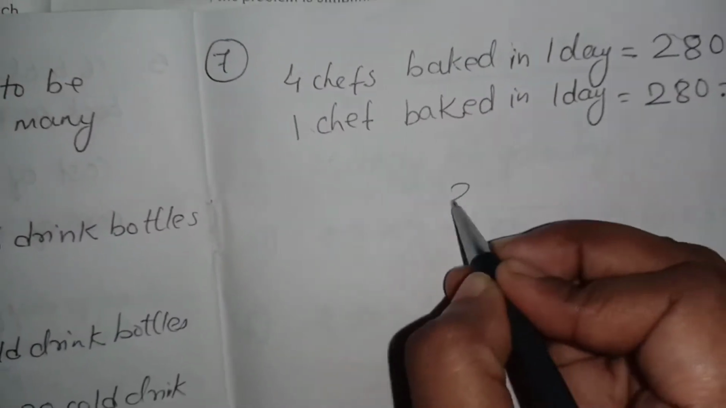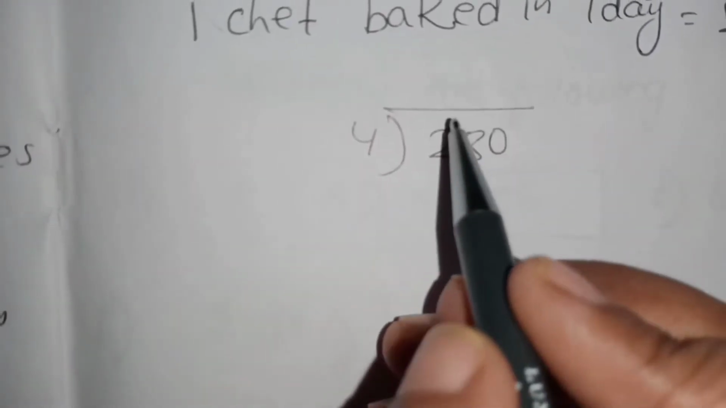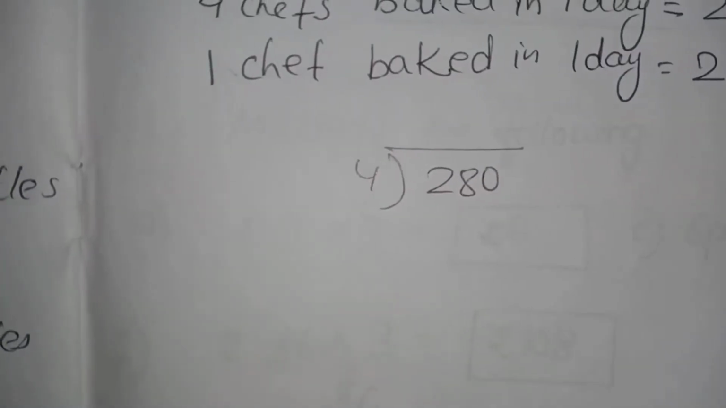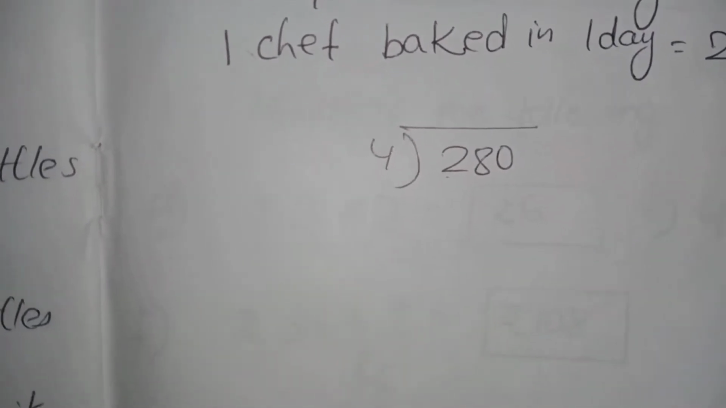So 280, 4 will be outside. This is the dividend, this is the divisor. So what is it? 2 will not get divided by 4. So we have to take these 2 digits, that is 28. In the 4 table, 28 comes, okay, in how many times?